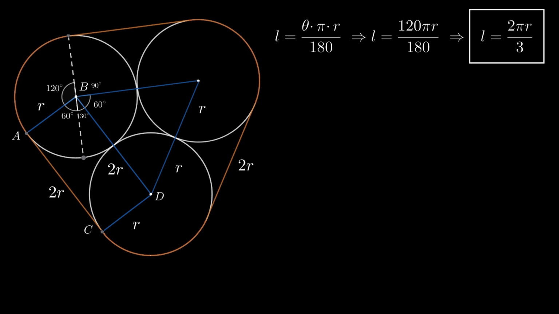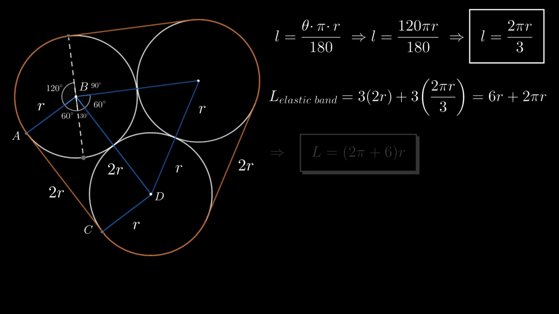So the total length of the elastic band wrapped around the three tangent circles is L equals 3 times 2r plus 3 times 2 pi r over 3, which is 6r plus 2 pi r, which is (2 pi plus 6) times r. And that's your answer. (2 pi plus 6) times r.